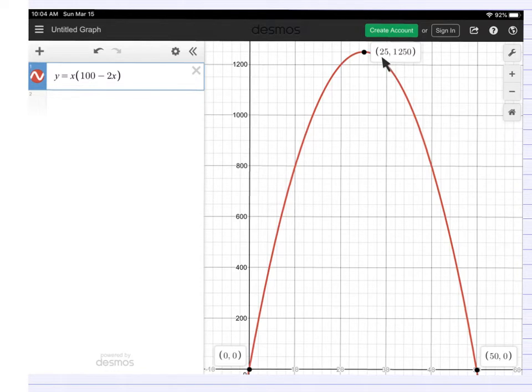X stands for the side of our shed. Y is the area for our dog to run around in. And we can see that over here. X, again, was where we put our S. So S stood for side length. And Y was the area. So that's why the variables match up.